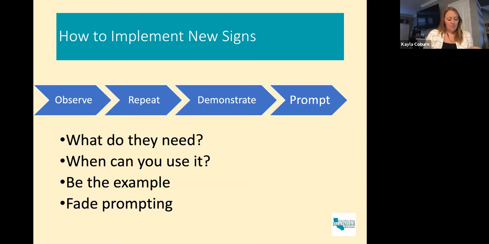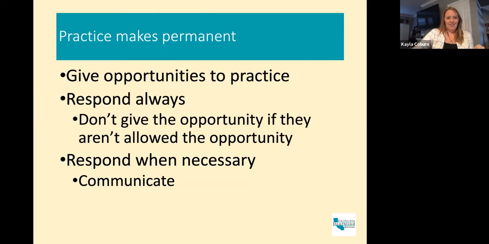Be the example, fade prompting. Okay. So you need to give the opportunities to practice. I meant to talk about examples in the last slide. Let's see if I can go back.